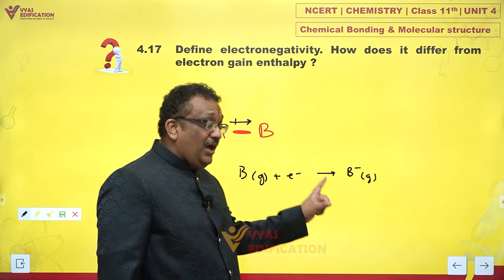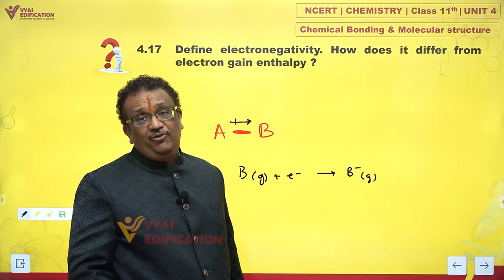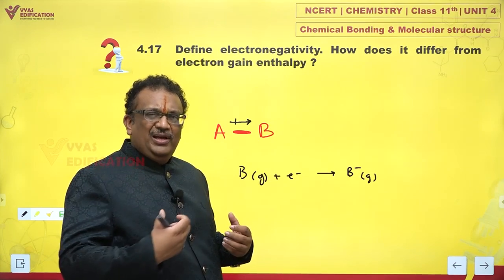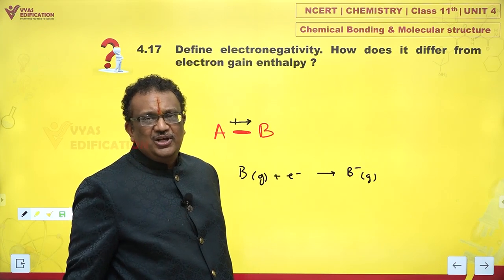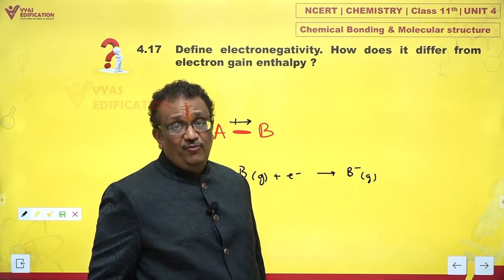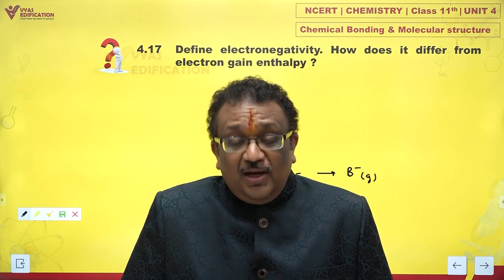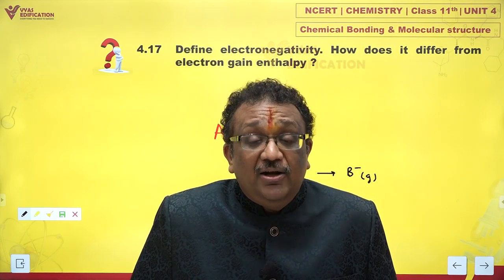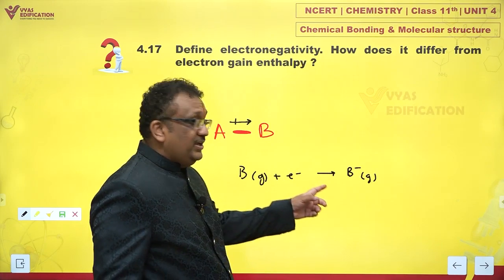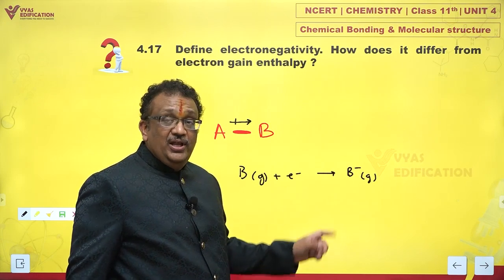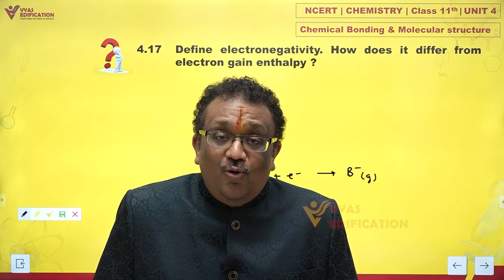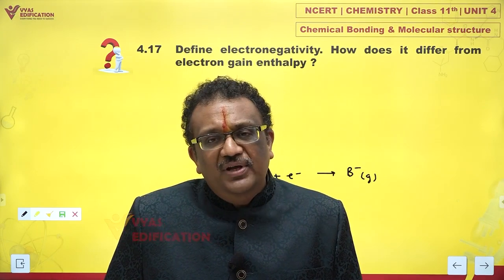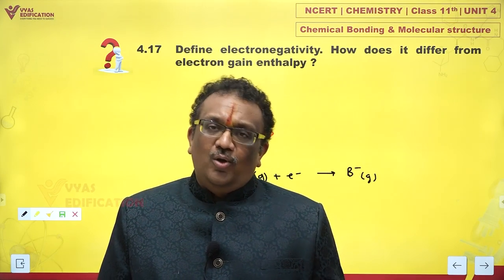So electron affinity involves a complete transfer of electron, while electronegativity is simply a small tug, a small pull of the shared electron cloud. There is no complete transfer involved in electronegativity. First point. Second point, electron affinity is measured only in the gas phase, while electronegativity can be measured in any phase. There is no restriction of gas, liquid or solid phase. As long as you have a covalent bond, you can talk about electronegativity.